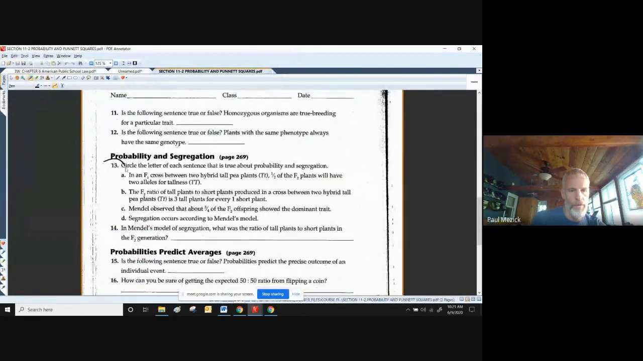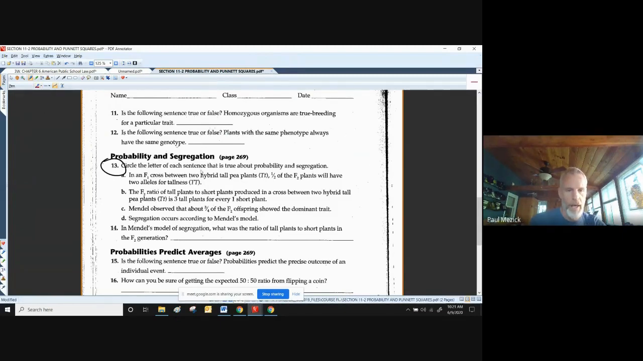So for 13, it says in an F1 cross between two hybrid tall pea plants, half the F2 plants will have two alleles for tallness, capital T, capital T. All right, that's a lot. So let's just make this red so it's easier to see. And we can draw it over here.